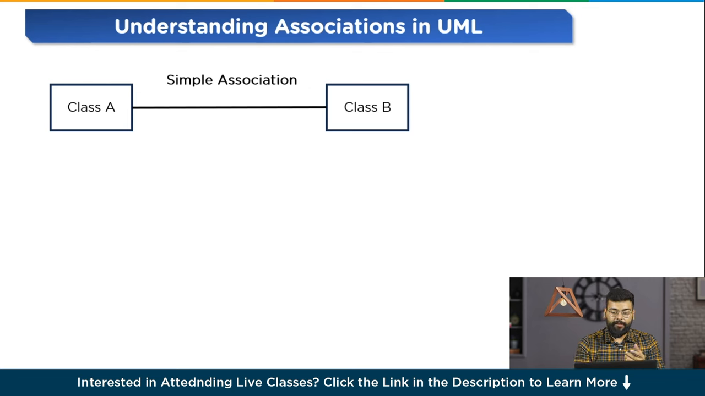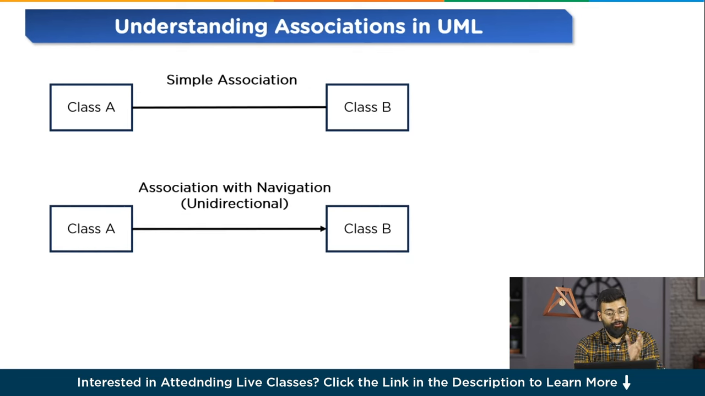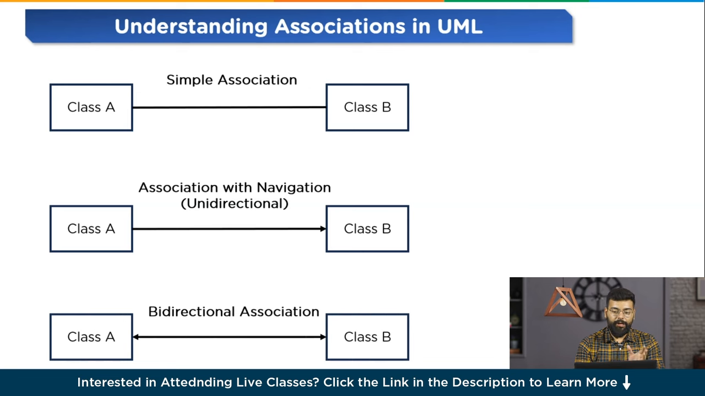Now moving to the next, that is association with navigation, that is unidirectional. So it indicates that one class can navigate to or access another class, but not vice versa. So to indicate this type of navigation, we use a line with an arrow pointing towards the class that is being accessed. Now moving to the next, that is bidirectional association. So both classes are aware of each other and can navigate to each other. So to represent this, we'll use a line with arrowheads on both ends or no arrowheads at all. So this was about the bidirectional association.